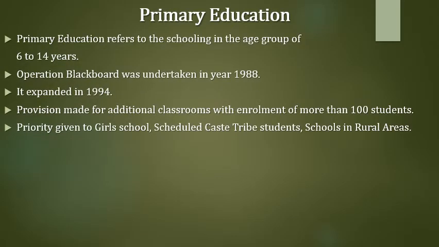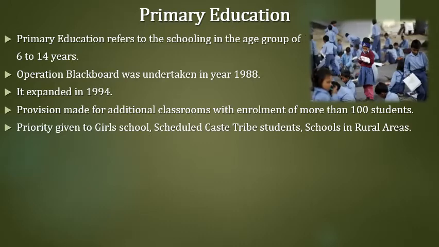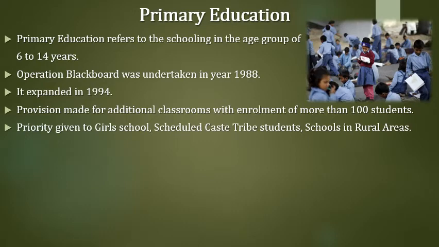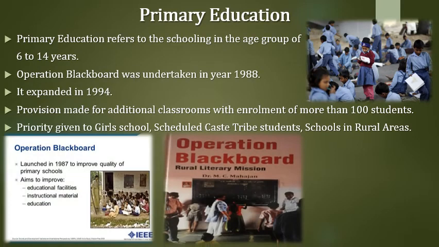Primary education refers to the schooling given to the children in the 6 to 14 years age group. In 1988, the central government started a scheme for the spread of primary education and to improve educational standards. It is known as Operation Blackboard. The government made funds available to help improve the standard of the schools and to fulfill the minimum educational needs.